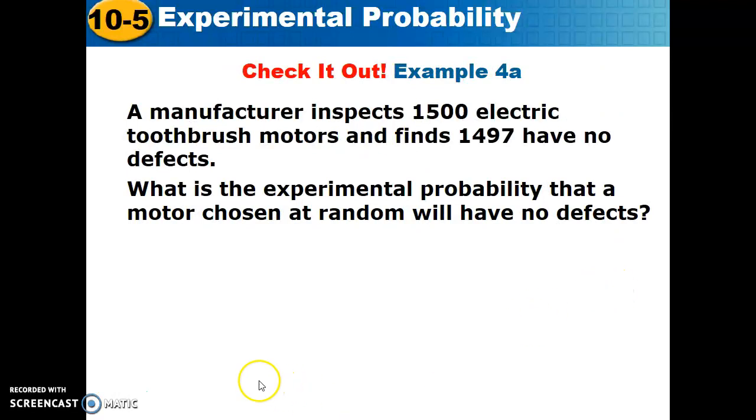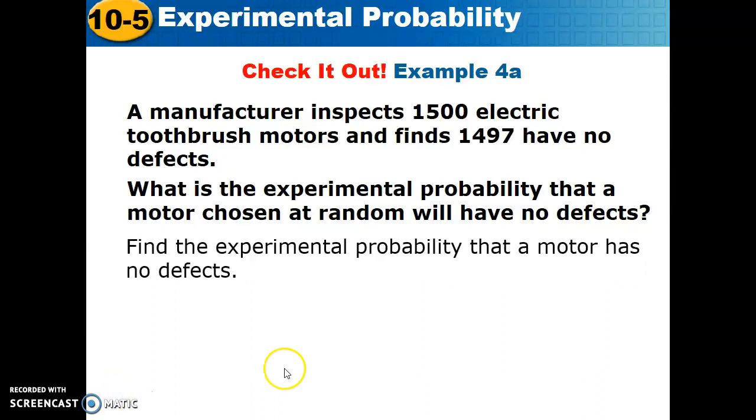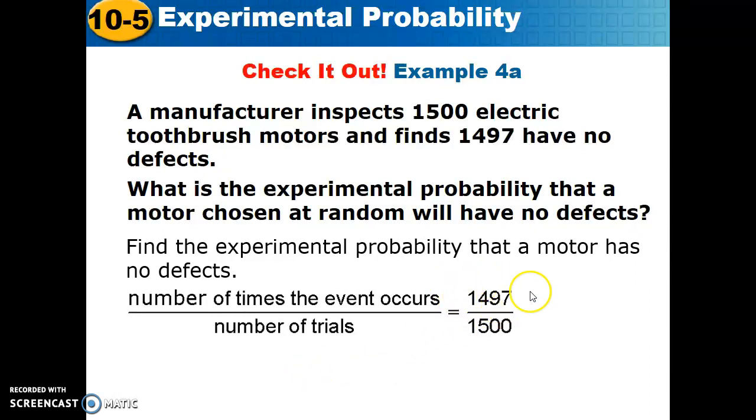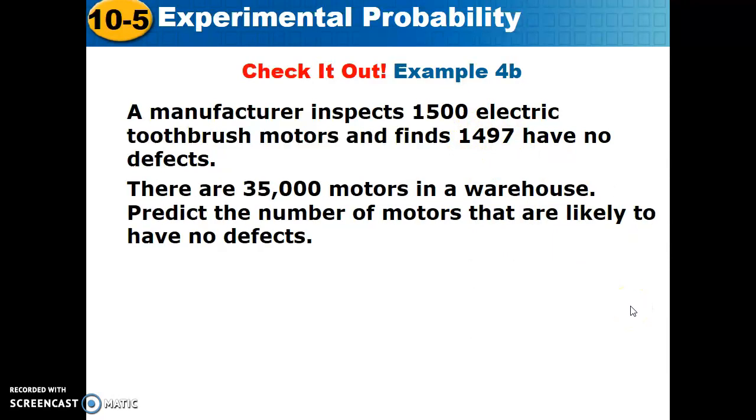Let's check it out for A. You guys read through this. We're inspecting 1,500 electric toothbrushes. We find 1,497 to have no defects. What's the probability that a motor chosen at random will have no defects? Work that out. Come right back. So finding the experimental probability that it has no defects, we're going to take those defect-free toothbrushes and put it over the total number of trials, finding 99.8% accuracy in creating an electric toothbrush without defects.